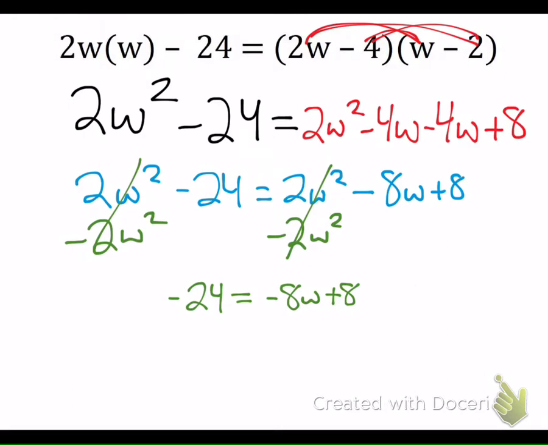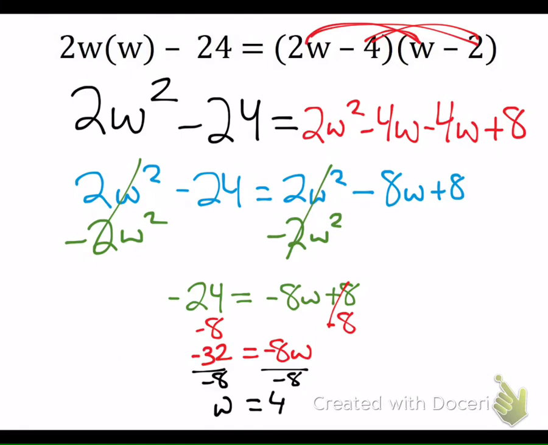Okay, now what? Subtract 8, subtract 8. And divide by negative 8, divide by negative 8. Where do I end up with my W? 4, very good. So if the width is 4, what are we talking about? Feet?